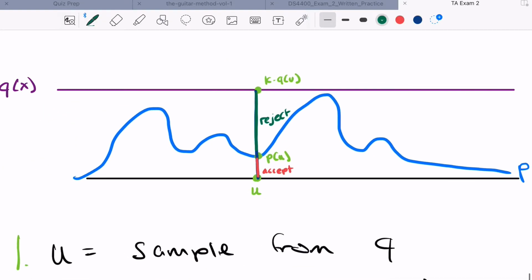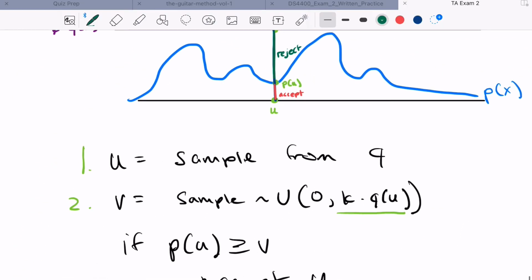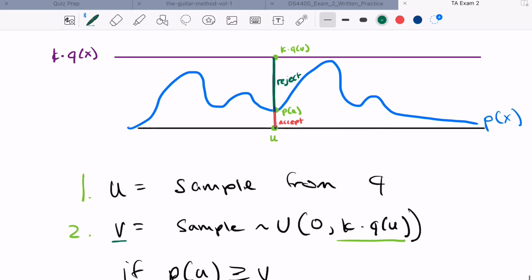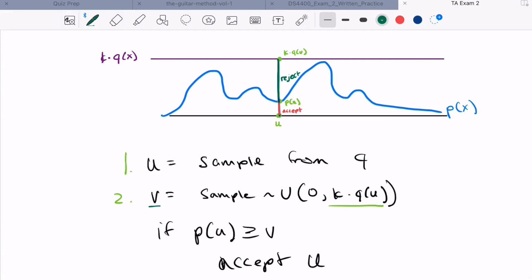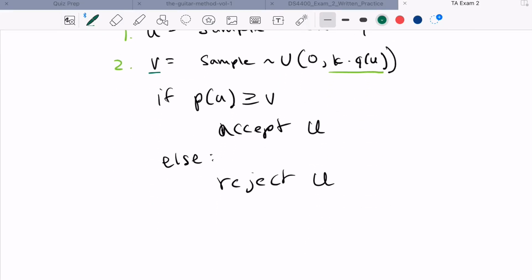We're sampling again from a uniform distribution for a y value, and this v value, which is for the uniform, controls whether or not we accept the sample. And so we have some randomness here, and we can actually model the probability of accepting U.